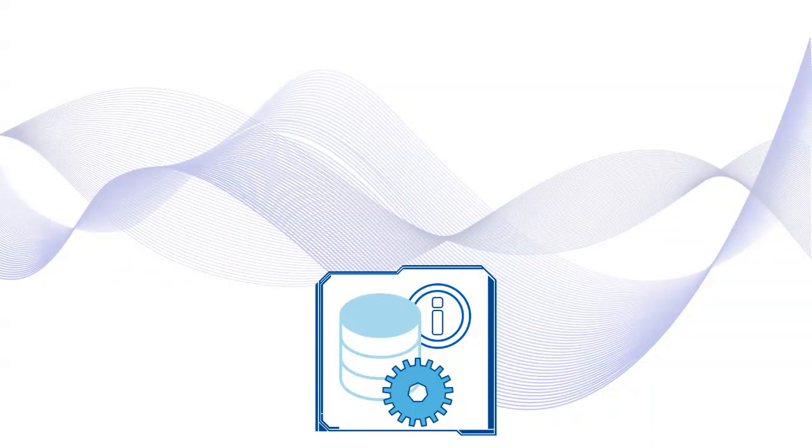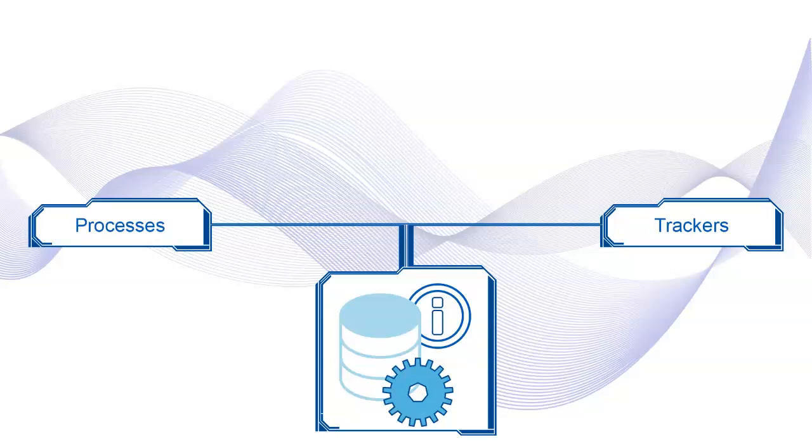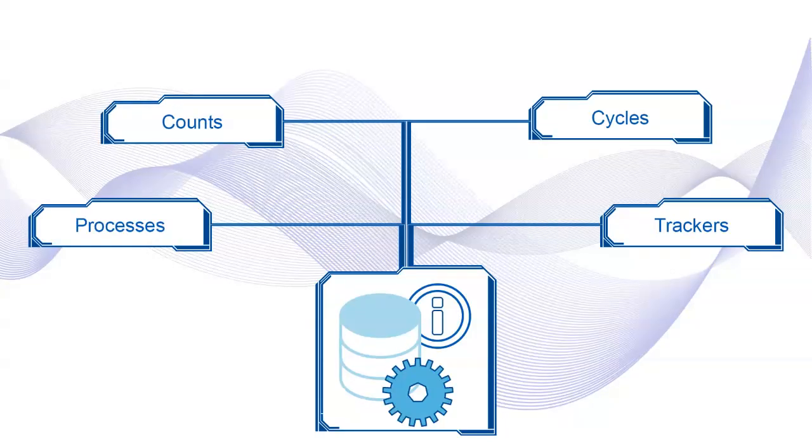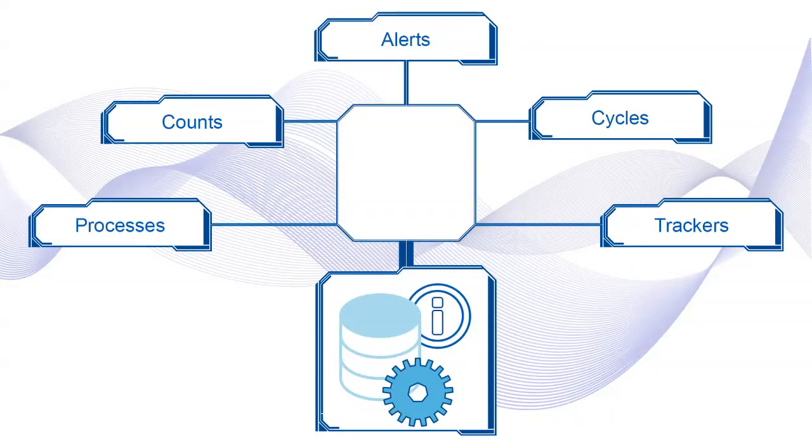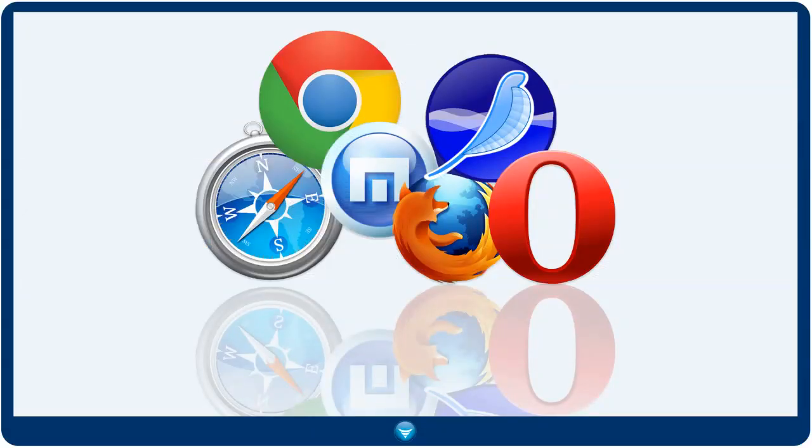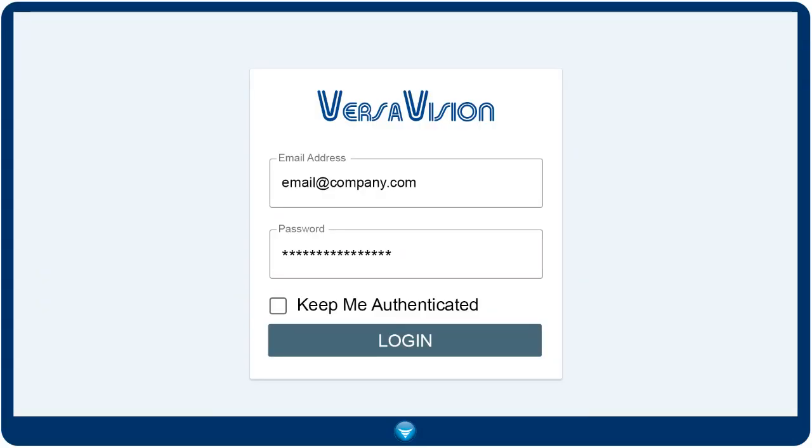Active information displays all active monitoring points from all locations in the system. The information in this video will cover how to view, clear, and delete active monitoring points. Using a web portal application, access the VersaVision software.